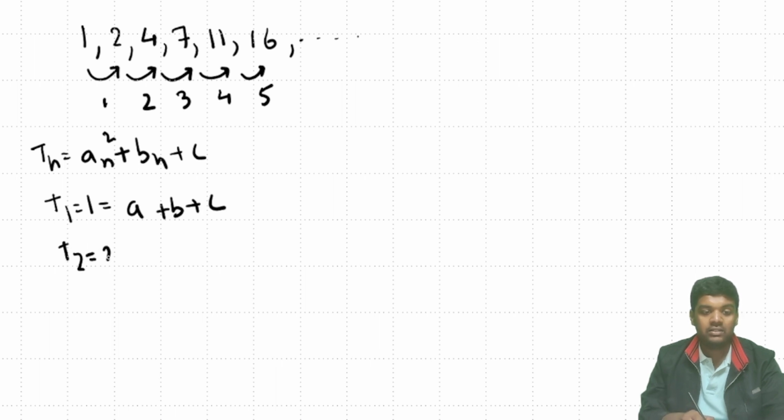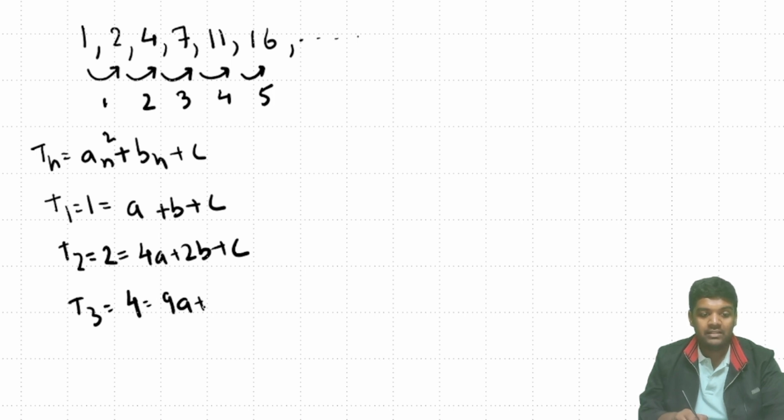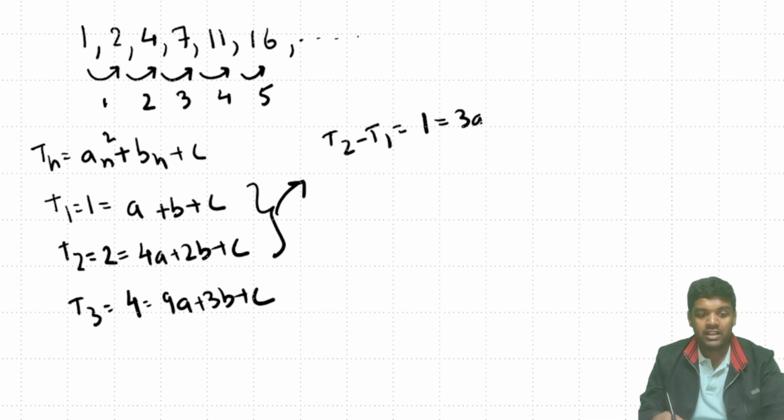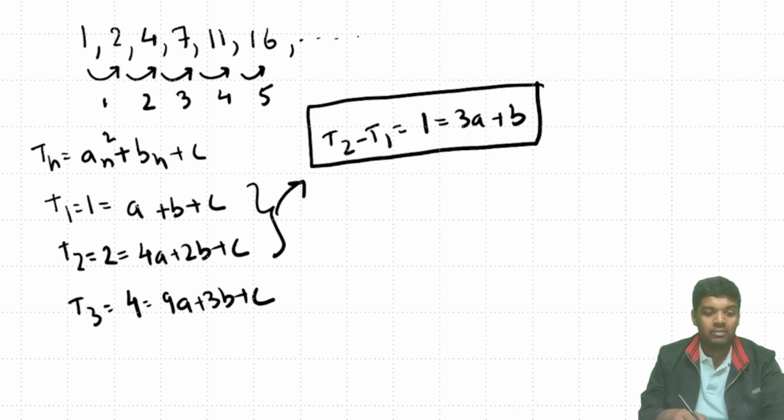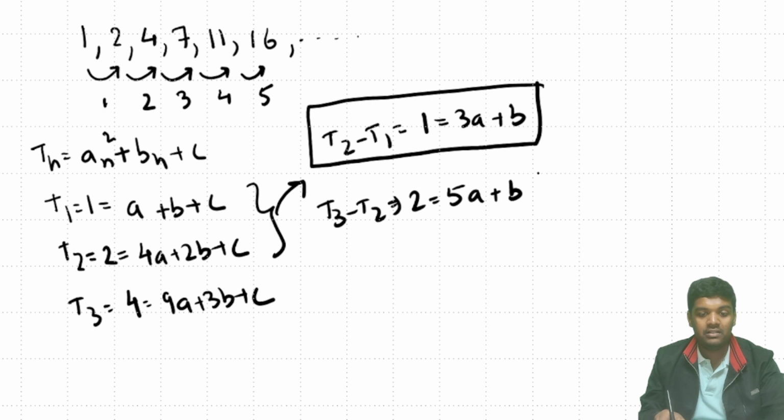T2 क्या हो रहा है? T2 is 2. 2 equals to 4a plus 2b plus c, and T3, which is equals to 4, equals to 9a plus 3b plus c. ठीक है. Now T1 and T2 से हमें a और b का रिलेशनशिप मिलेगा. कैसे? T2 minus T1 is nothing but 1 equals to 3a plus b. And वापस आप T3 and T2 subtract करोगे. T3 minus T2 we get 2 equals to 5a plus b.